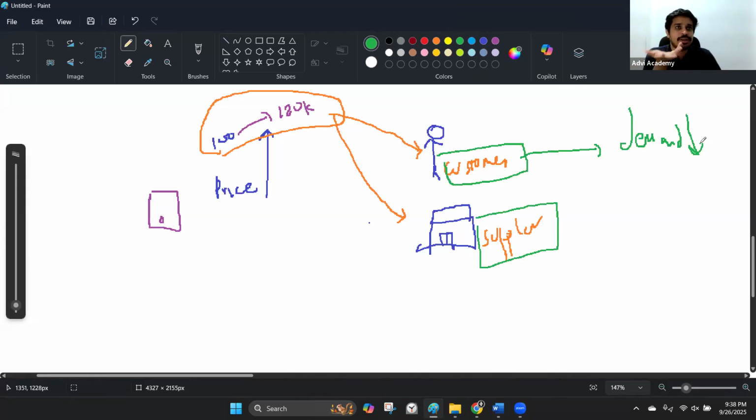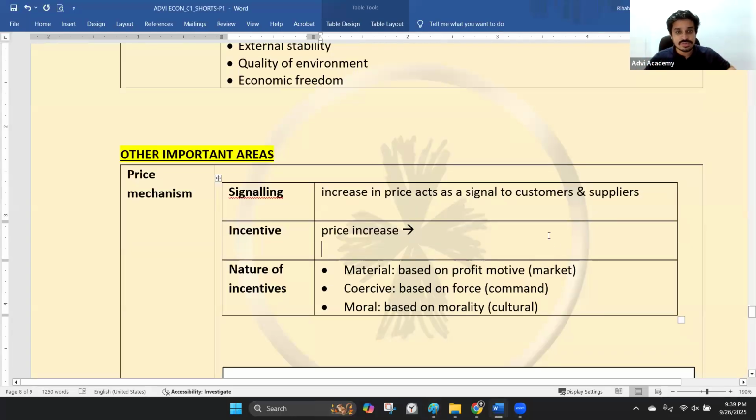Because at the end of the day it's becoming too expensive. Not everybody will be able to buy it at 120,000 now because it's becoming more expensive. Demand will actually come down. They might actually buy something else. But what about the suppliers? Suppliers will actually like it. When the price is going up, they'll be like, more profit for us. These guys will actually increase the supply. See what's happening now. When the prices increase like this, demand is coming down because customers don't want to buy it anymore. But suppliers are increasing the supply. Why? Because for them, this is a good thing.